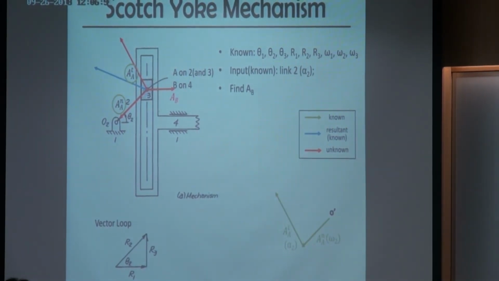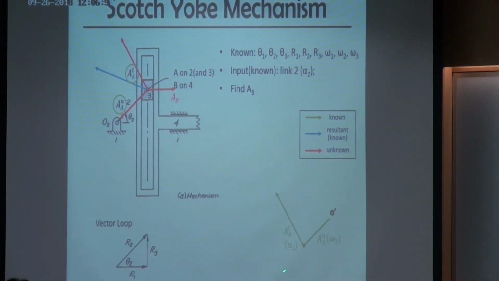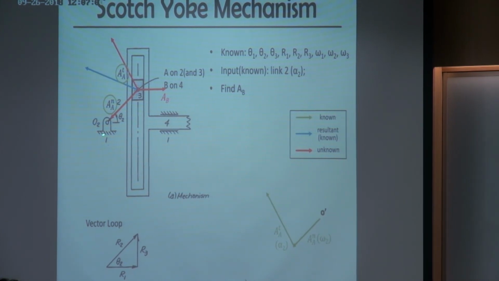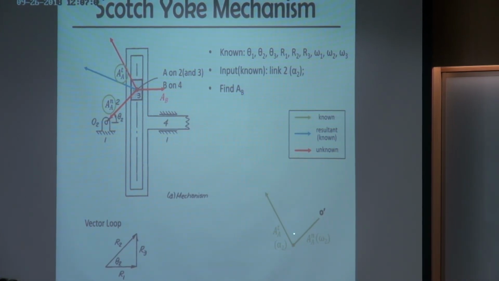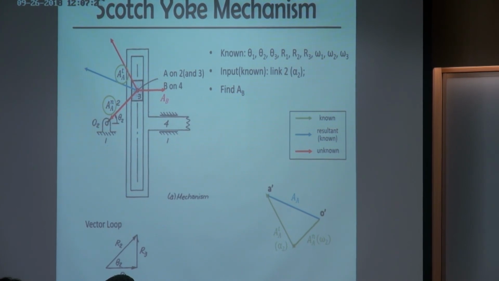You can just quickly draw them. And just to remind you, the normal direction is along the direction of this line, and this tangent component is perpendicular to this one. So we know these two, so we can find the resultant acceleration of point A. But we also need to find some information about AB and ABA.